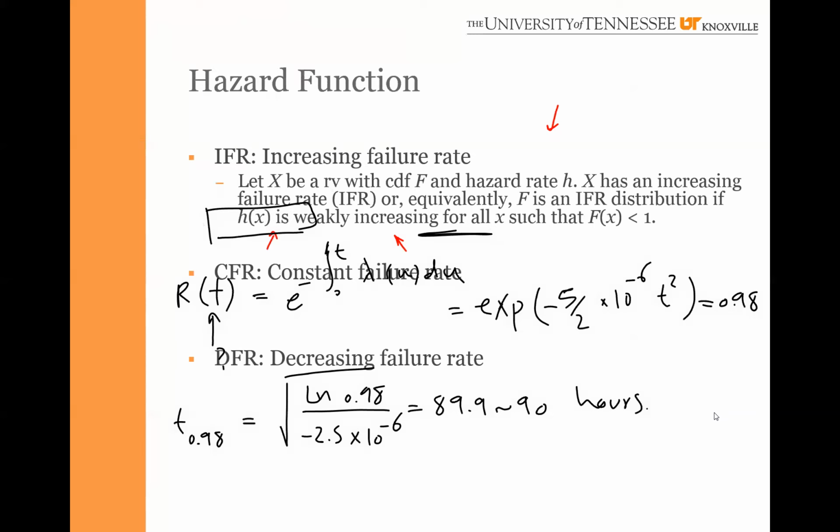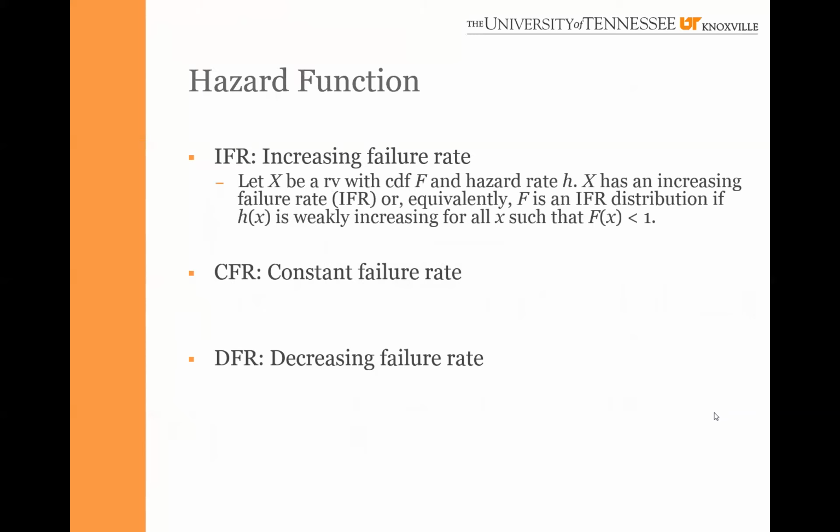The hazard function is very important, as you might have guessed, in reliability engineering. It's so important that even for the simplest thing, a function being increasing or decreasing, we have particular terminology. We have IFR, increasing failure rate, when our function is increasing. We call it constant failure rate when the function is constant. And we call it DFR, decreasing failure rate, when the function is decreasing.